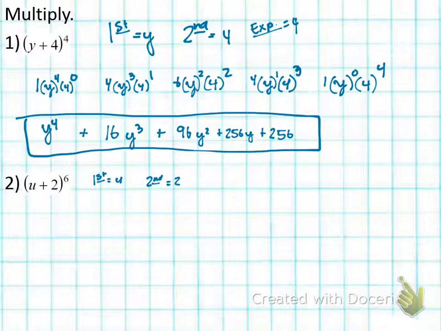The exponent is 6, okay? That reveals that I have to go to the 6th row of Pascal's triangle. Looking up here, the 6th row: u to the 0 power is 1, first, second, third, fourth, fifth, 6 powers right here. So I'm using these coefficients here, which are 1, 6, 15, 20, 15, 6, and 1, okay?